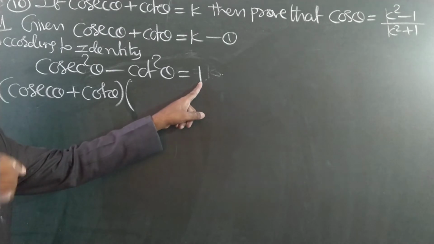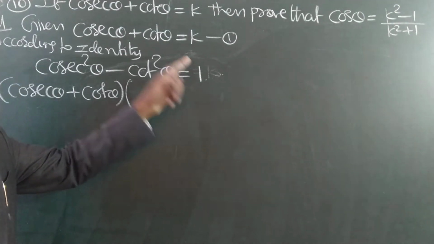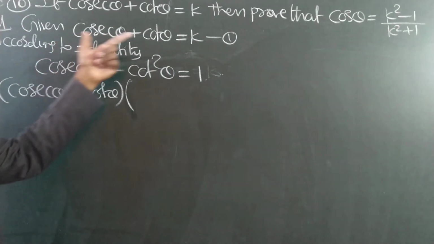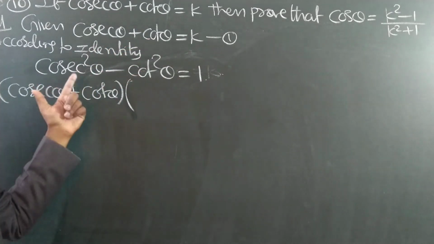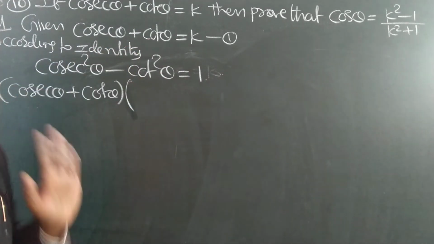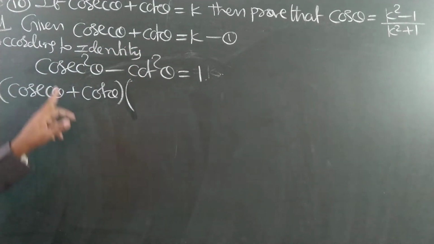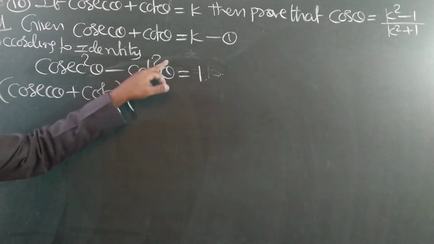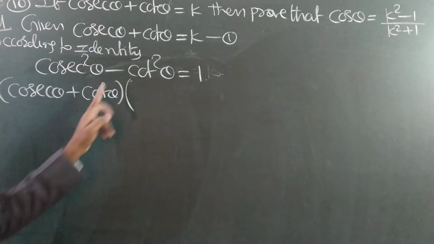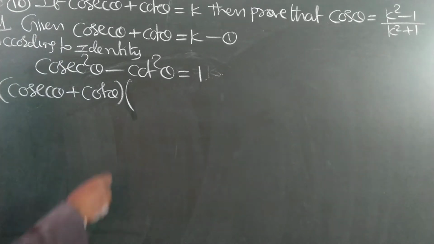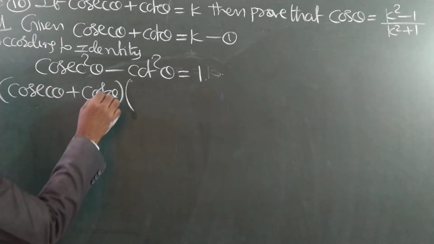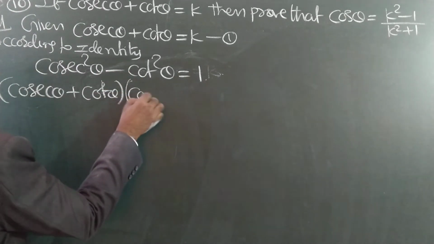Cosecant square minus cot square is equal to 1. Why? It is a formula, an identity. Why am I using it? Because the problem is in cosecant and cot, so there is one relation between them. I am using that relation. So next step, I am writing a square minus b square as a plus b into a minus b.